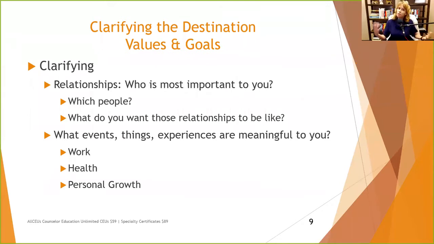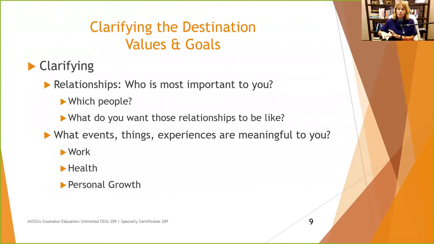Clarifying. So now we know why we need to identify our goals and values. Well, what are our goals and values? Who is most important to you? Which people in your life are most important to you? And what do you want those relationships to be like? I mean, I can say my kids are really important to me. That's great. But if I don't know what I want that relationship to look like, then I'm not exactly going to know how to use my energy to create that environment.